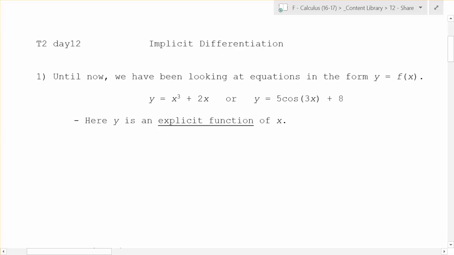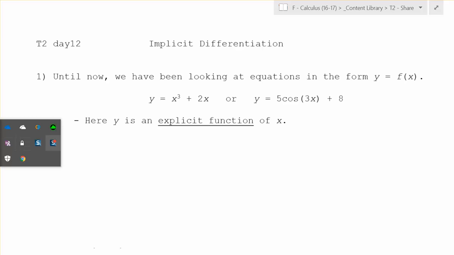Up until this point, we've been dealing with explicit functions. These are both explicit functions. Anybody know why these are both explicit functions? What do they have in common structurally? They're both what?